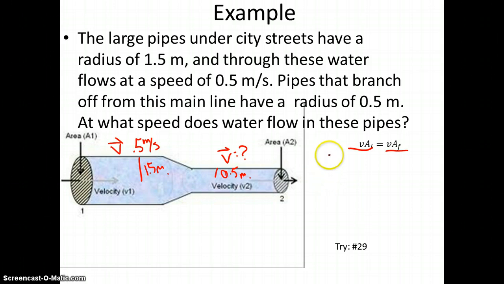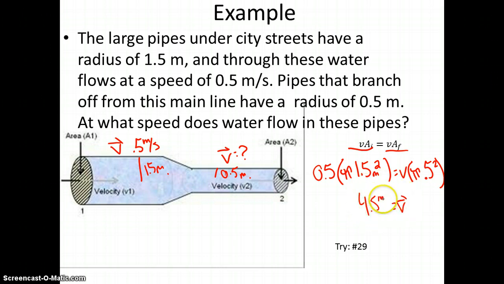I know that the initial velocity is 0.5 meters per second, and the cross-sectional area is going to be pi times the radius squared, in this case 1.5 meters squared, which is equal to the final velocity, whatever that is, times the area, which again is going to be pi times 0.5 squared. That should give me a final velocity of 4.5 meters per second. And this makes sense per what we already know, that as the area decreases, the velocity must increase.